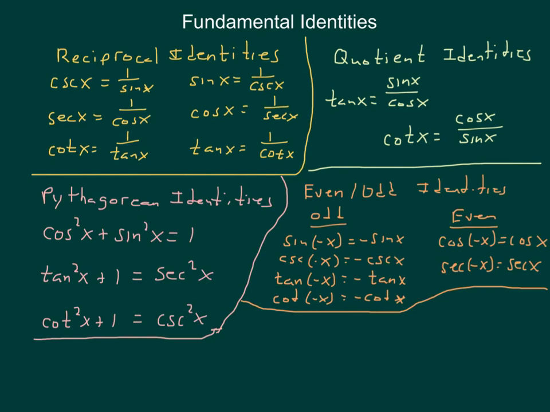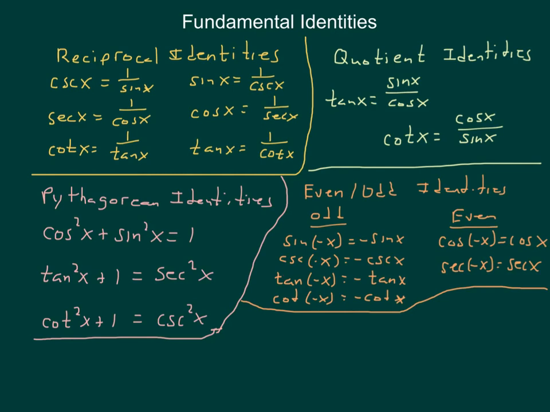Another set that we have are the Pythagorean identities, the idea that cosine squared x plus sine squared x equals 1. And we also have these other 2 versions as well. We'll talk about these in class next time to go through so you can see where those come from. The fourth set that we have are the even-odd identities.